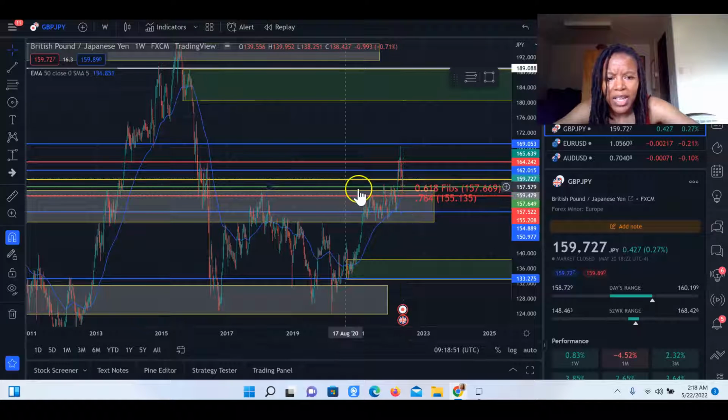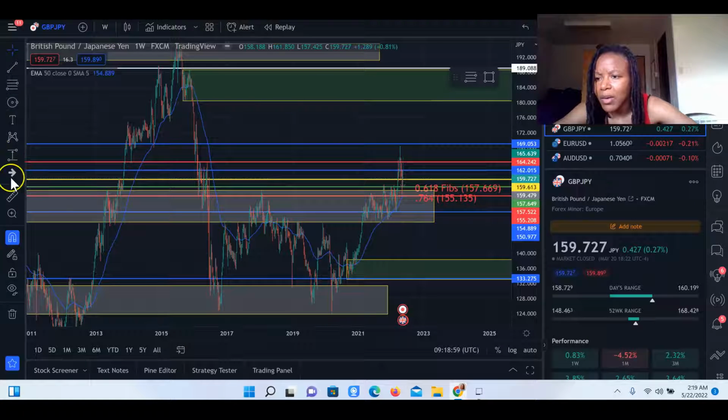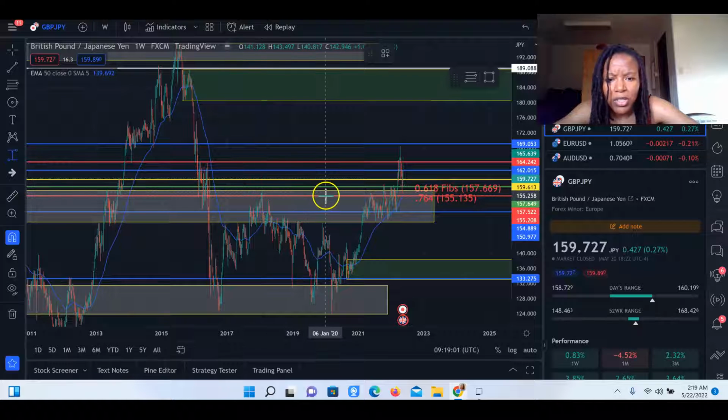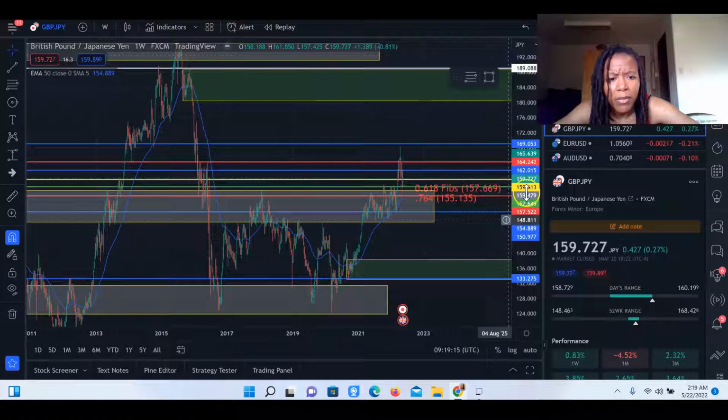So we're right down here now. We look like we're about to touch the 0.618 fib line. In the event that we touch it, let's see how much room we have to go. So we got about 2,000 pips. That's enough for us. So let's take that off.